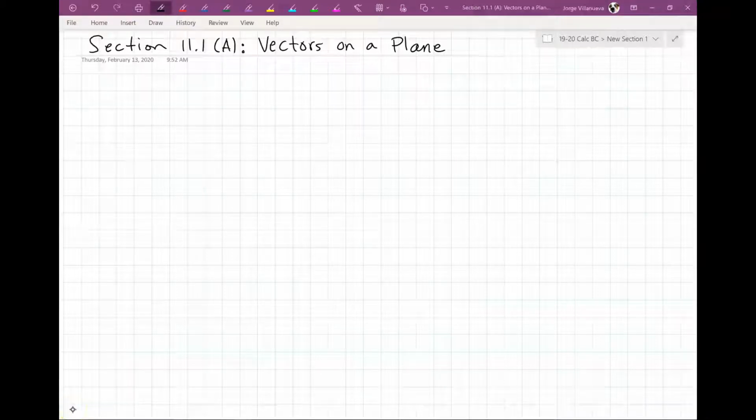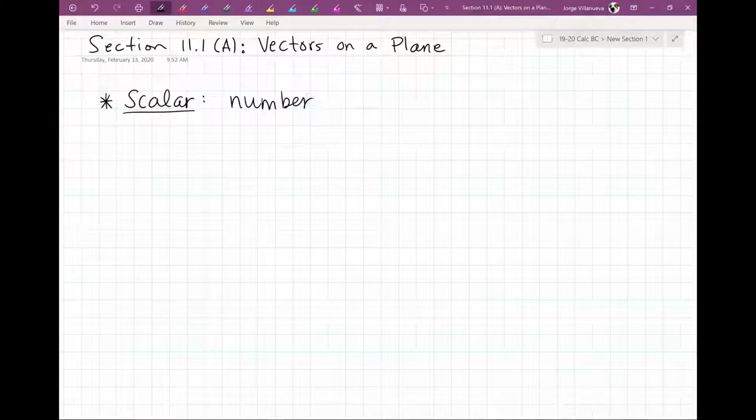All right, so we're gonna start off with section 10.11.1, which is vectors on a plane, and we'll start off with some basic definitions. First off, the word scalar. You might see the word scalar used in problems. It's basically just a number.